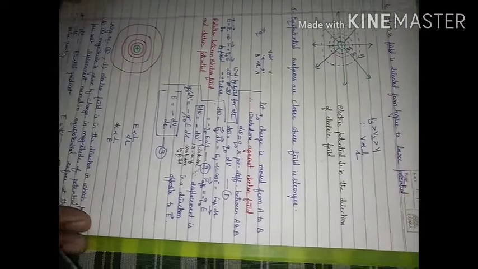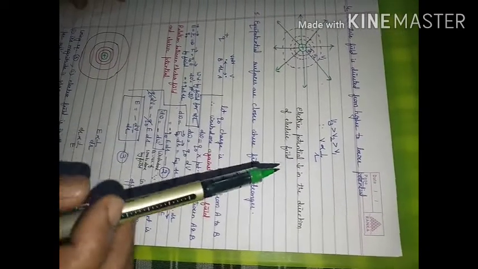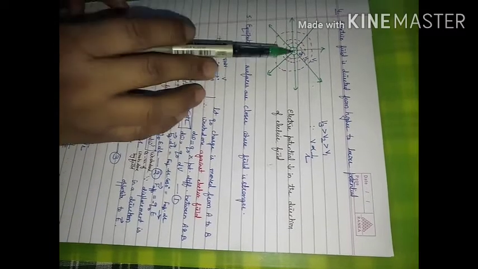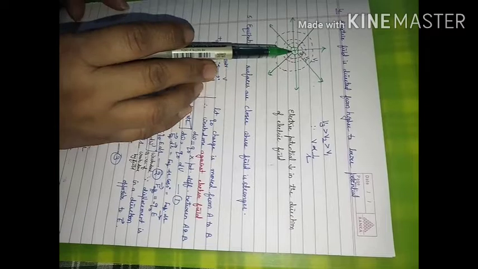Next property that we will discuss now is that the electric field is always directed in the direction in which the potential is decreasing. See, this is a positive charge. These are field lines. And equipotential surfaces I have shown by red circles.